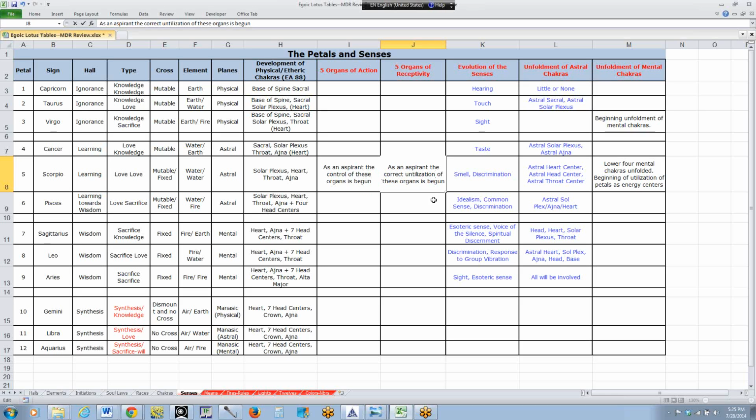Let's see how these might look. I wonder if I have a place where that can be discussed. Maybe not. But I can just kind of go over it. As an aspirant, we have to learn to begin to concentrate. Petal number 5. So 5 organs of action. And I'll just kind of include this and phases of meditation.